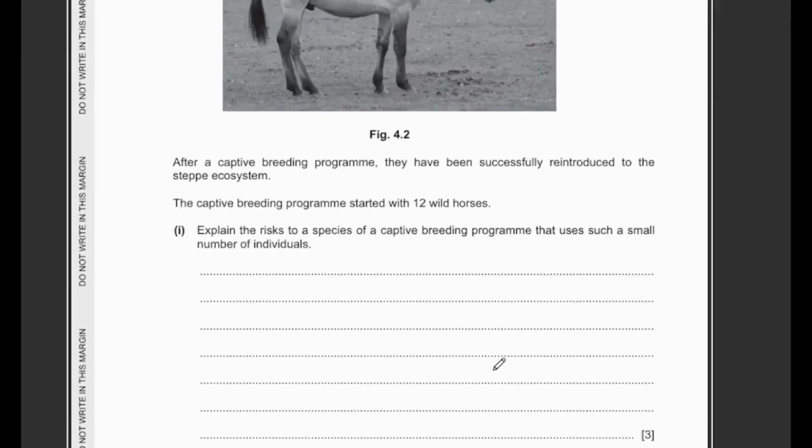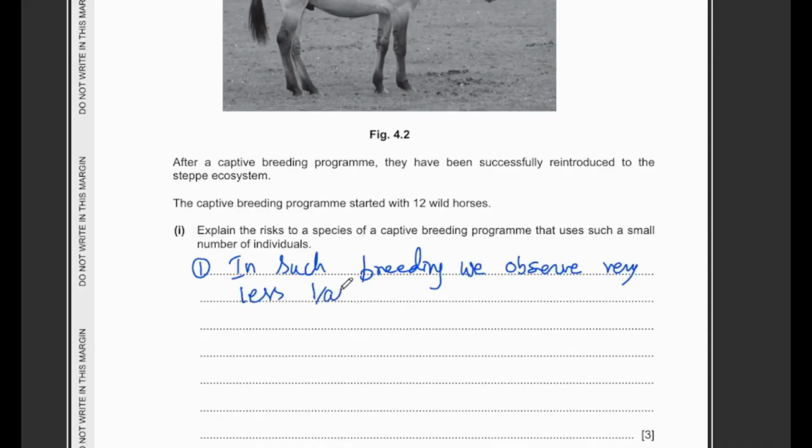So the risk would be very little genetic variation. In such breeding, we observe very little variation. Okay, very little genetic variation we are talking about. So this is the first point.